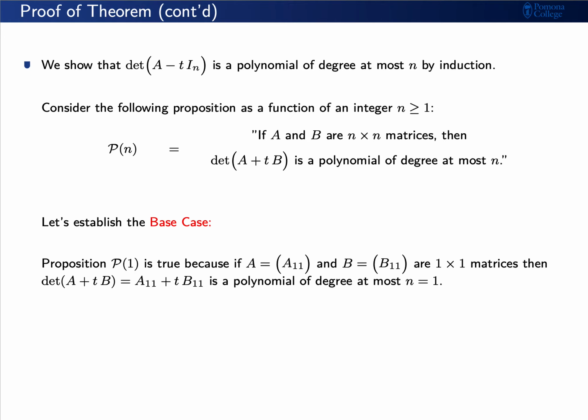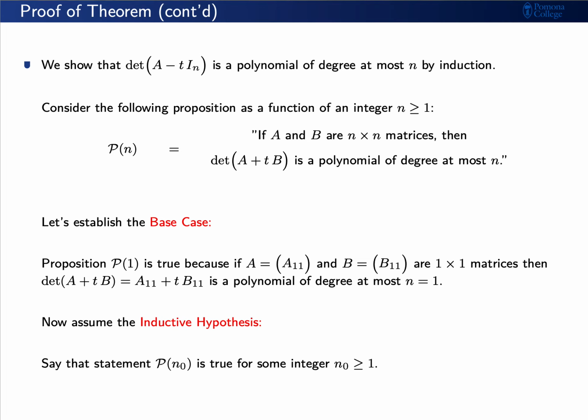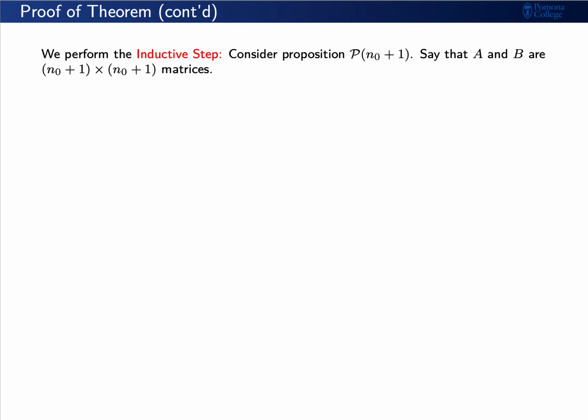Well, when n is equal to 1, this is the base case. This is rather easy because the determinant is just simply a linear polynomial, a11 plus t times b11. So let's assume the inductive hypothesis. That is, that this statement, P of n, is true when n equals some integer n0. We'll now perform the inductive step by looking at matrices of size n0 plus 1.